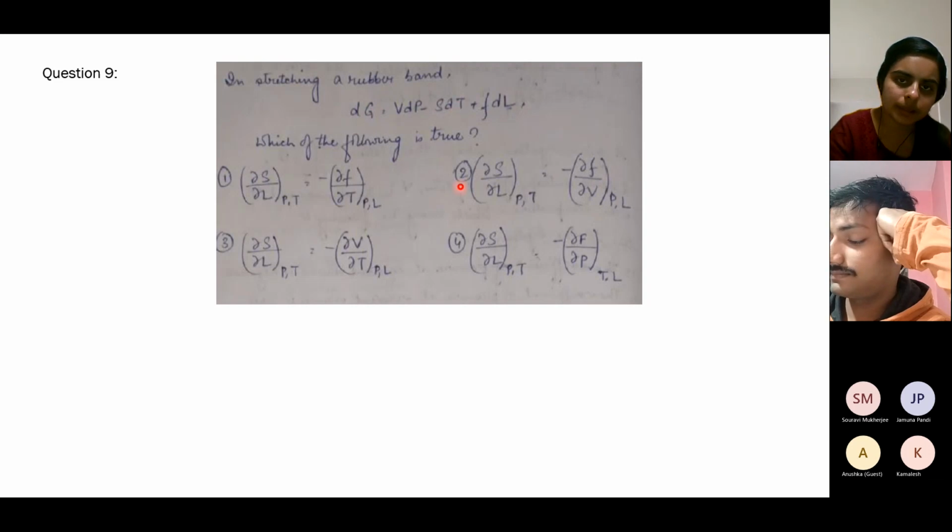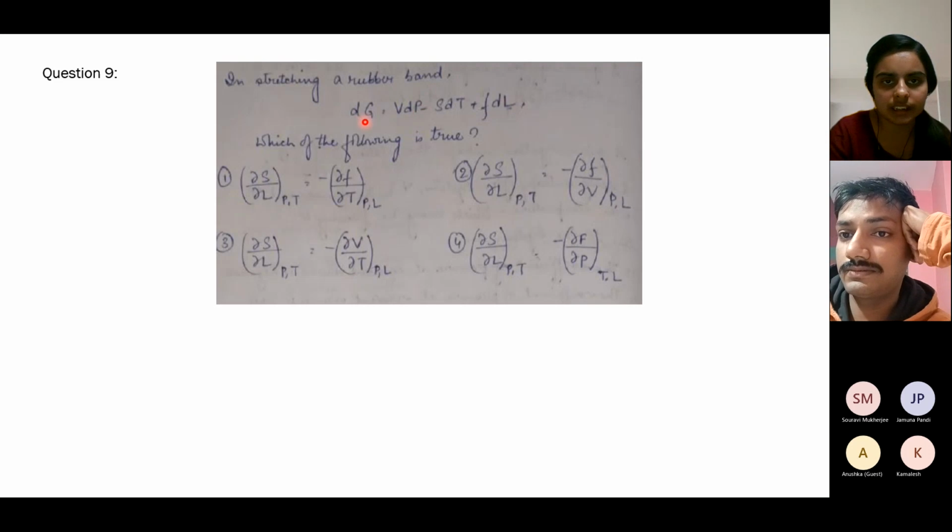One simplification that can be done is that in most of these options, you can see that the pressure is constant. So you can just remove this term, considering dP to be 0. So what you then get is dG equal to minus S dT plus F dL, and then try working out from there.